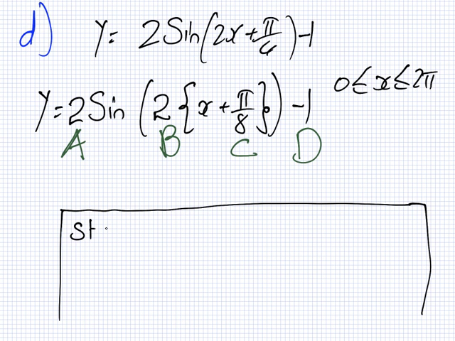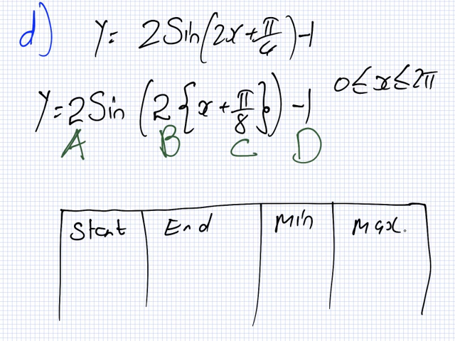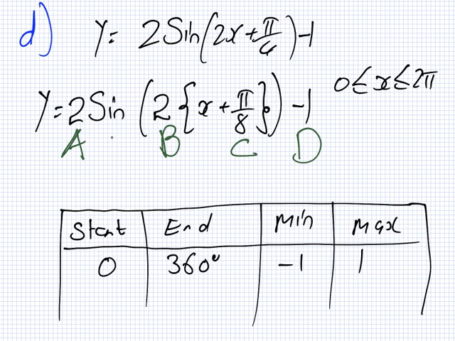Start, end, min, and max. We go from 0 to 360, minus 1 to 1. Okay, so what does this A do? Expand 2 units on the Y. So we have 0, 360, minus 2 to 2. Done. The B?